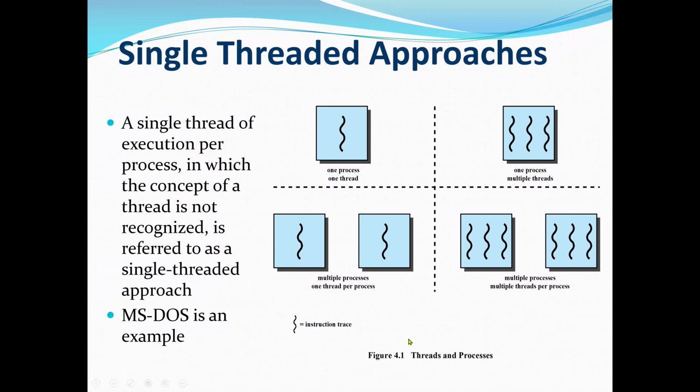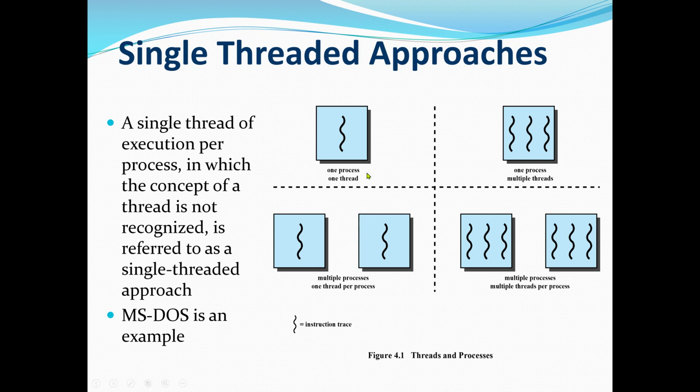Here we have a very good example: the traditional approach of a single thread of execution per process, in which the concept of a thread is not recognized. Here we have one process, one thread. In this section we have multiple processes, with one thread per process. But we may also have one process with multiple threads, here one process with 3 threads, or multiple processes with multiple threads. The traditional approach, in which the concept of a thread is not recognized, is referred to as a single thread approach.